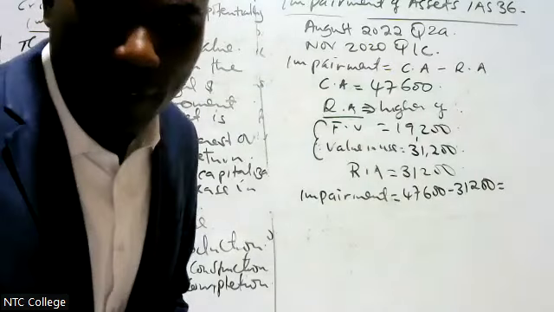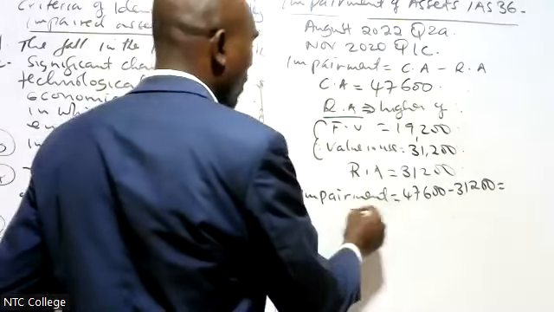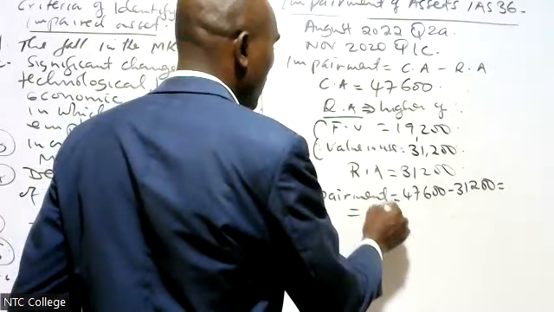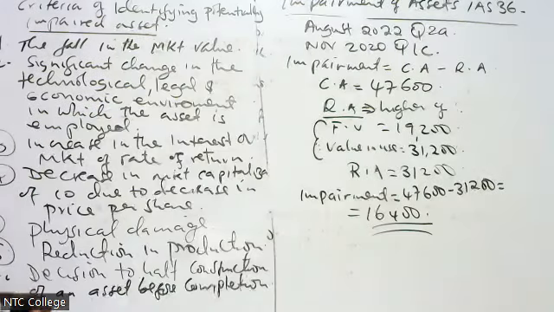Thank you very much, Ruth. You say 16,400. Therefore, impairment is 16,400. That is what the examiner wants as impairment.